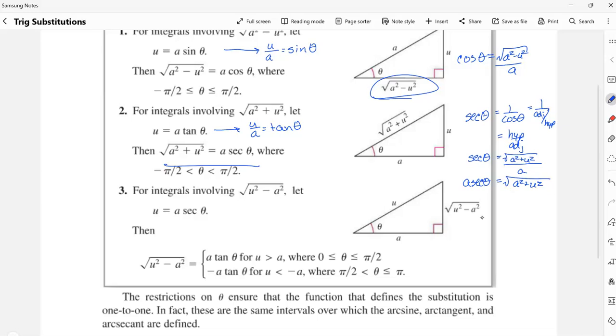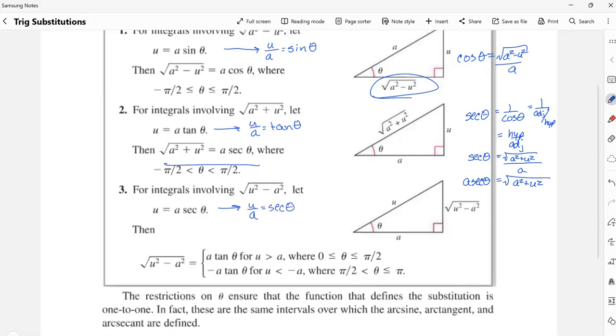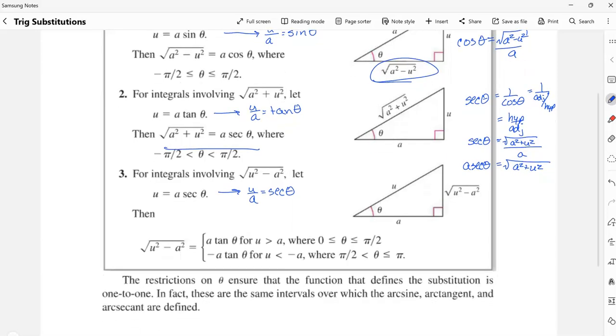If we're in the form of square root of u squared minus a squared, we're going to use the secant function. So we're going to have u over a is equal to secant of theta. And then we could build our triangle just like we talked about before. So secant is the same thing as 1 over cosine. So that means a over u is equal to cosine of theta. So that's the adjacent over the hypotenuse. This would be found using the Pythagorean theorem.